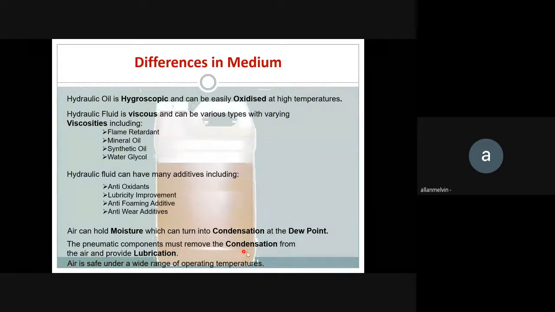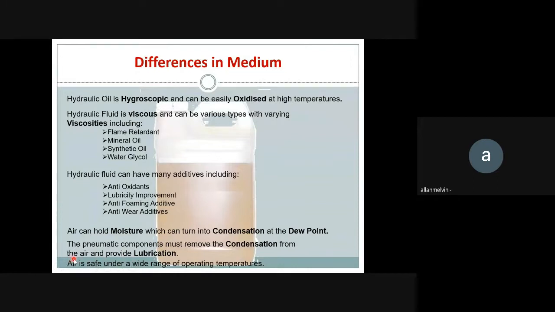Okay, pneumatic component must remove the condensation from the air and provide lubrication. So condensation can cause corrosion. Okay, correct. So you need to provide lubrication. So hydraulic you don't need because it's already oil. So one of the advantage of hydraulic, memang digunakan oil, so you don't need to have a further lubricant inside, pelincir. Okay, but in pneumatic you need to provide certain level of lubrication. Okay, so kita ada FRL unit, filter, regulator, lubrication. So lubricator, dia akan introduce certain amount of oil in the system, so that no corrosion happen.